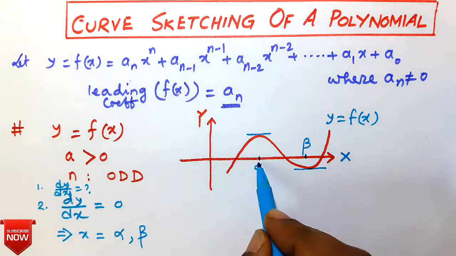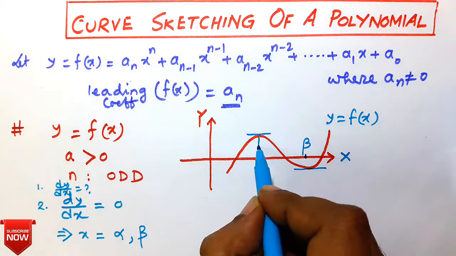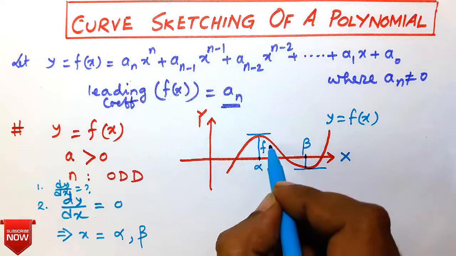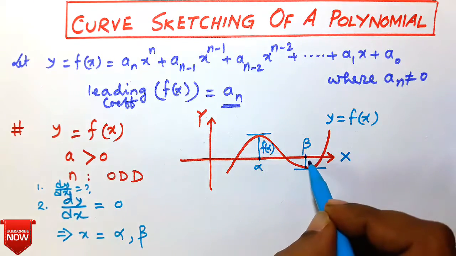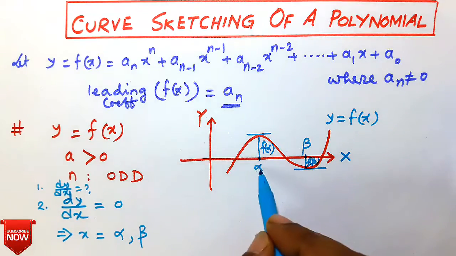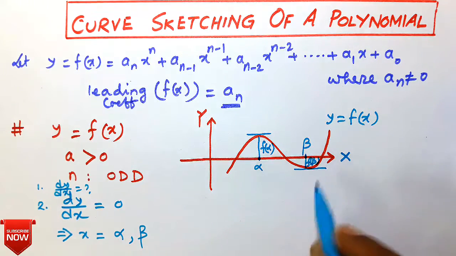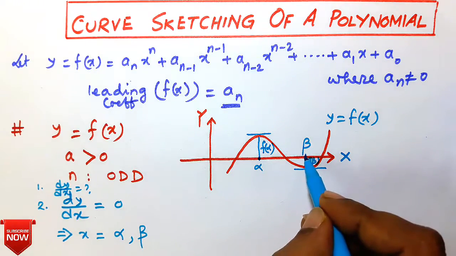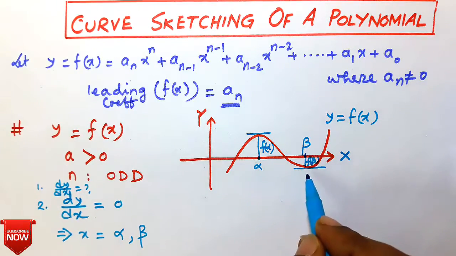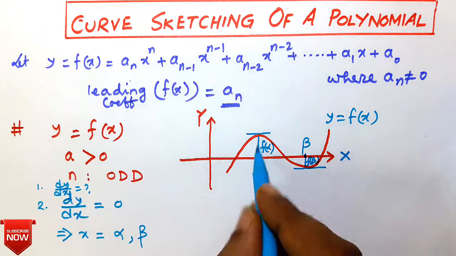Now at each value of x you will find a height. One is this one, another one is that one. This is actually f(alpha) and this one is f(beta). At the point x = alpha you get the height f(alpha), and at the point x = beta you get the height f(beta). Now see that this f(alpha) is positive.